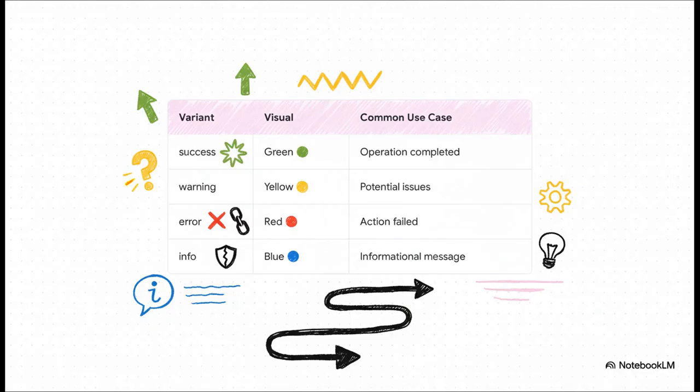Now, you don't just get one style of toast. You've got options. And choosing the right one is super important for clear communication. The variant property controls the style. You've got success in green for all those good job moments. You have warning in yellow for, hey, you might want to check this. There's error in red for when things go wrong, and info in blue for just a general heads up. Using the right color is key.